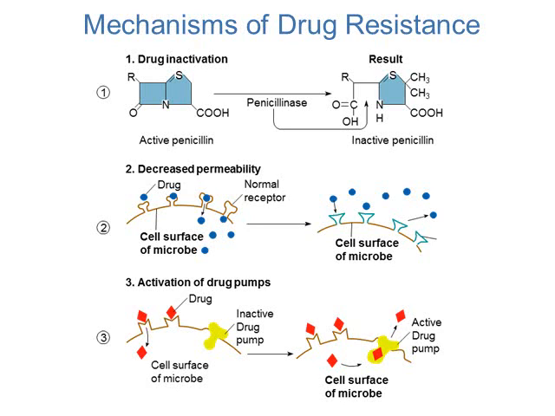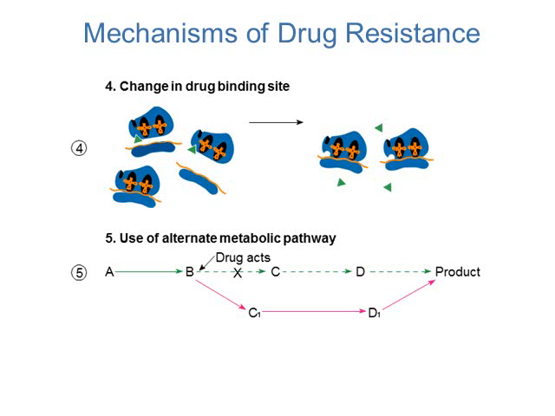Decreased permeability is the second type, in the middle. This is where your cell could have receptors on the outside that would prevent the drug from actually getting into the cell. Third, you can have active drug pumps. This is where the drug gets into the cell, but the cell has a pump that pumps the drug back out. Basically, you keep pumping the drug out before it can actually work against that bacterial cell.